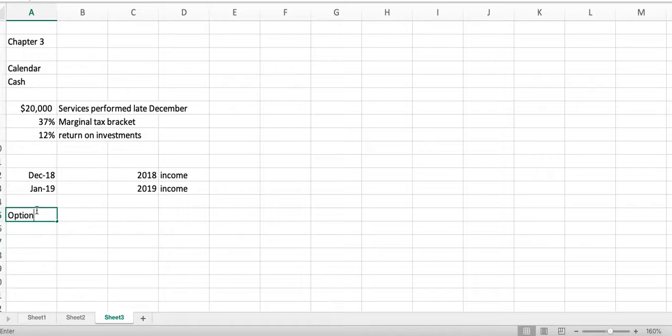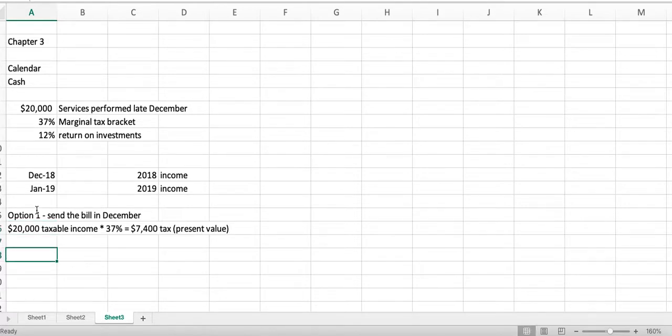Option 1 is send the bill in December, assuming he will get payment in December. He's got $20,000 of taxable income, and he is sitting in a 37% tax bracket. So that's $20,000 times 37%, which equals $7,400 in tax. That is the present value, because that's today. Then from there, you look at the after-tax income, which is the $20,000 minus the $7,400, or $12,600. That's his after-tax income for option 1.